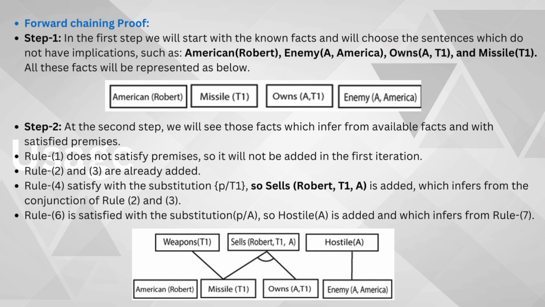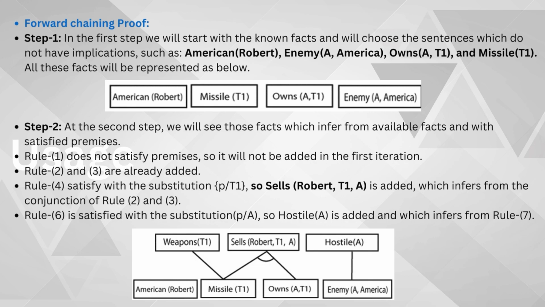Let us see rules number 2 and 3. These rules are about the ownership of missiles by country A. Since we have already established that country A owns some missiles from the given set of facts, we consider these rules as satisfied and add them.